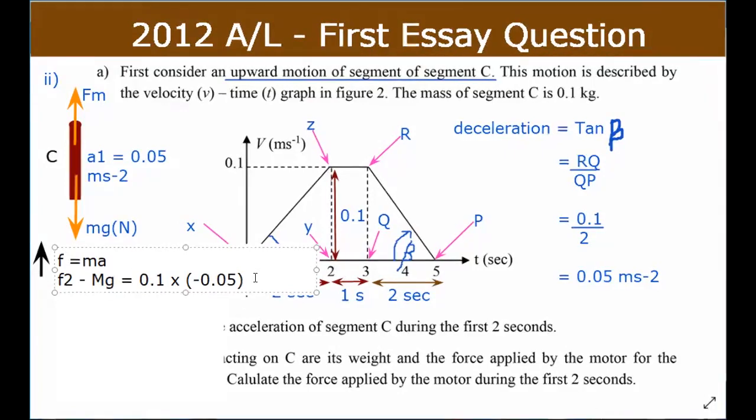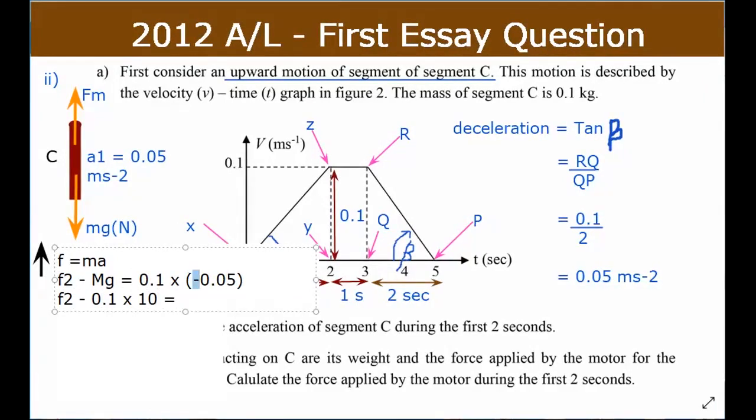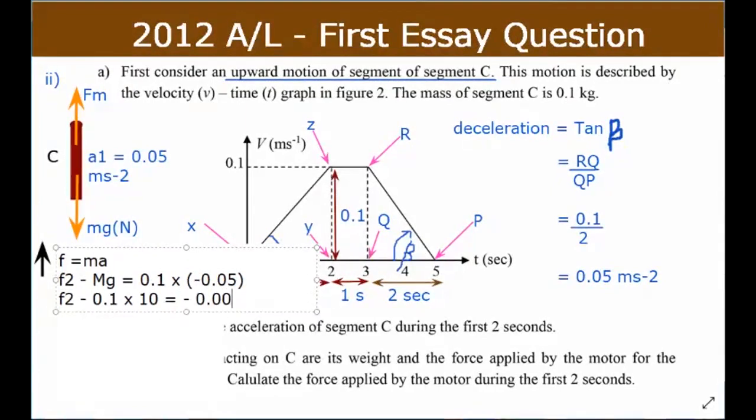Right. So let's see this. F2 we don't know. Minus M is 0.1, G is 10. Equals, now there's a minus sign. See, there is a minus sign. So let me write the minus sign first. 0.1 into 0.05. So when you multiply this 0.1, the decimal point is increased by 1. So this will be 0 point, another decimal point will be added, then 5. That's what will happen.